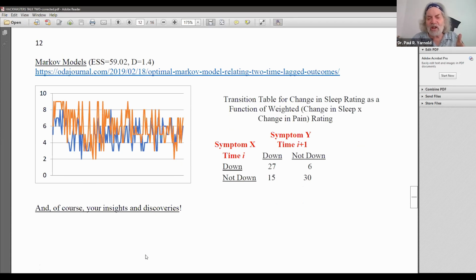The first thing is symptom X, which is time, which is change in sleep as a function of pain. See, I'm so confused. It's just because of my memory problem. So, change in sleep as a function of change in pain. Okay, so one of them is pain. That's symptom X, pain. And symptom Y is sleep, quality of sleep.